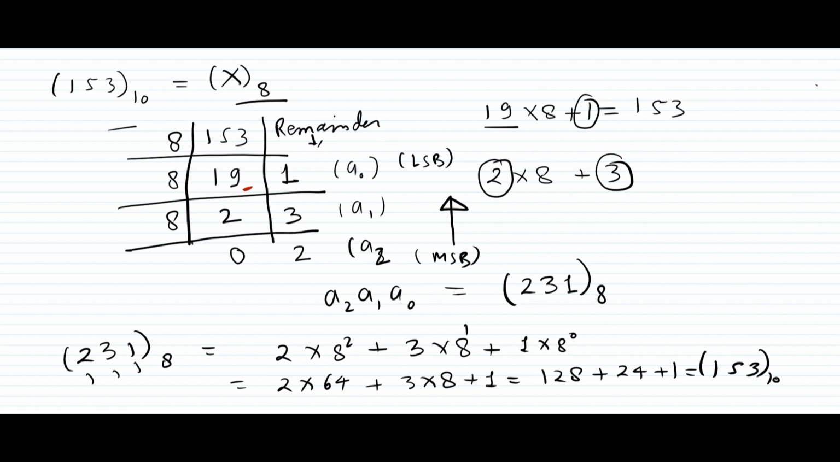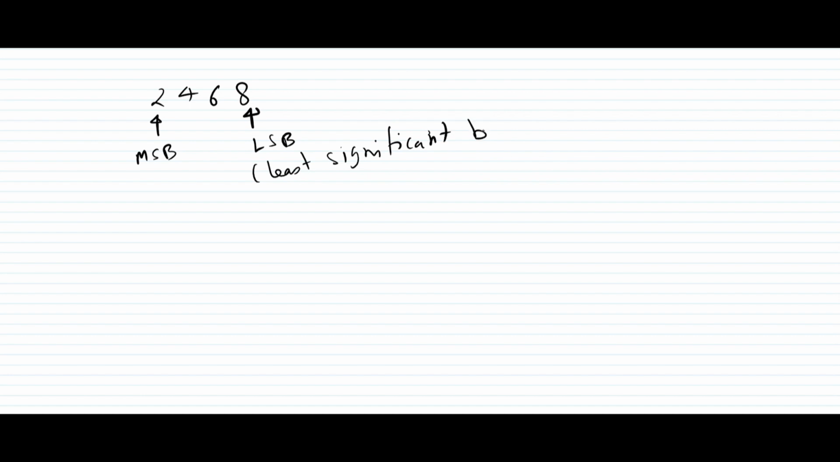Now about LSB and MSB, suppose I have a number 2468, then this 8 will be LSB and this 2 will be MSB. We call this LSB because this is the least significant bit, and this one is the most significant bit.